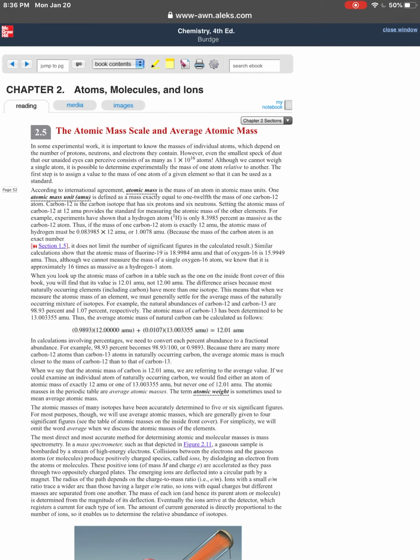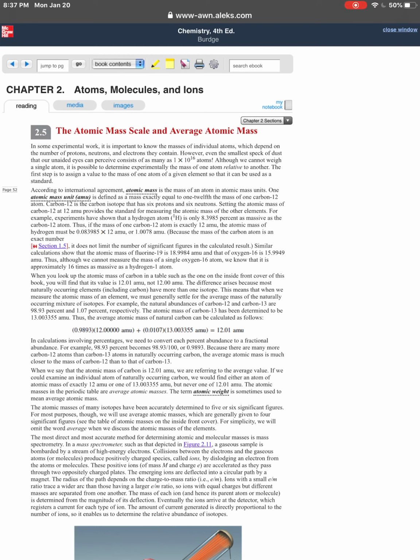Next section, 2.5, the atomic mass scale. Now you're going to get back into calculations here. We're going to figure out what the atomic mass, not atomic number, but atomic mass is based on a scale here. The atomic mass unit, AMU, is defined as the mass equal to 1/12 the mass of one carbon-12 atom. That's just a definition. It's the way we think about it. It turns out that definition has changed recently, but we'll go with what it says here in the textbook.